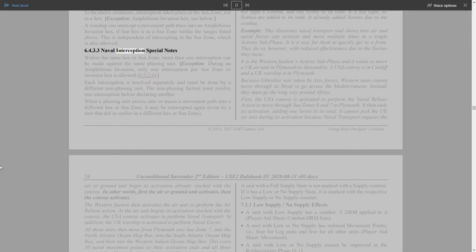6.4.3.3 Naval Interception Special Notes. Within the same hex or sea zone, more than one interception can be made against the same phasing unit. Exception, during an amphibious invasion, only one interception per sea zone or invasion hex is allowed. 6.3.2.6. Each interception is resolved separately, and must be done by a different non-phasing unit. The non-phasing faction must resolve one interception before declaring another. When a phasing unit moves into or traces a movement path into a different hex or sea zone, it may be intercepted again, even by a unit that did so earlier in a different hex or sea zone.